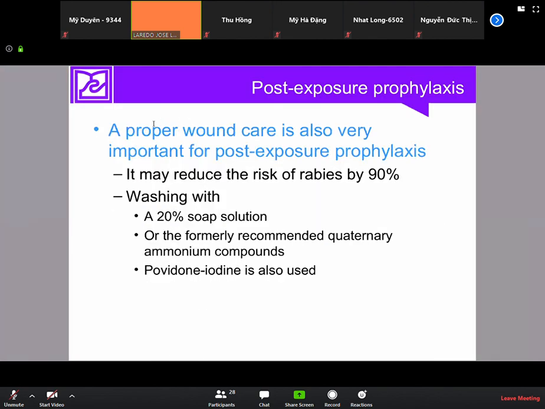But not only that, cleaning the wound is very important. A proper cleaning of the wound may reduce the risk of rabies a lot. How? With water and soap, with quaternary ammonium compounds that we studied in the practice, with iodine. Proper wound care is also very important.